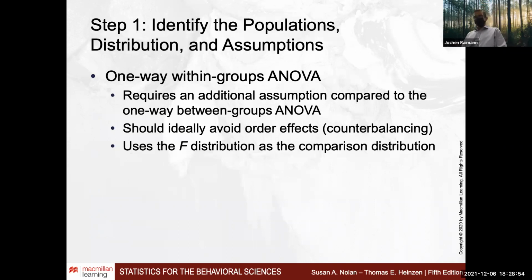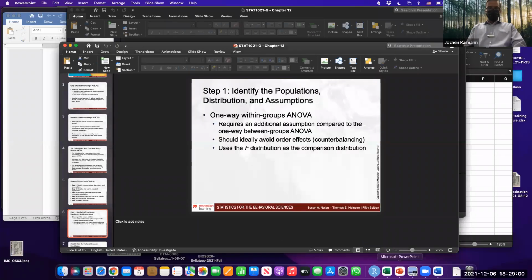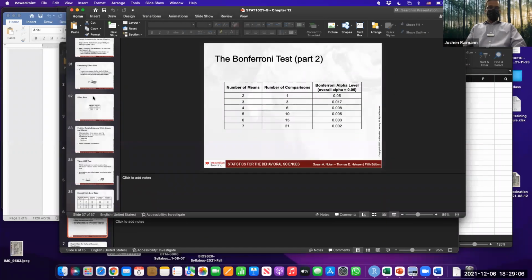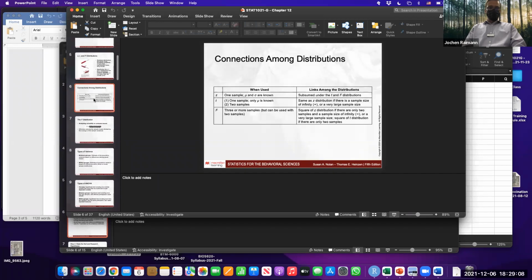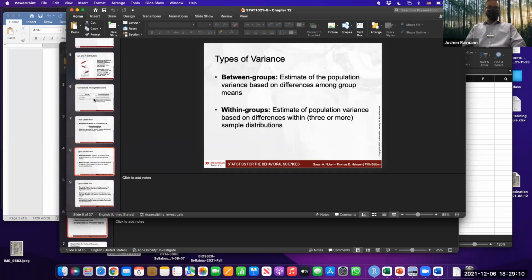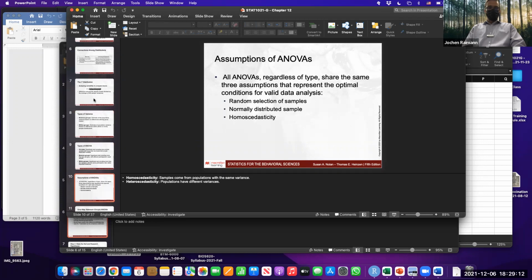What is different now, and I just want to go back to the old slide, is that you have a subject, and each subject does each condition at least once. So this is what we discussed last time. We have 3 assumptions for an ANOVA. First and foremost, the most important assumption, is that it's normally distributed.